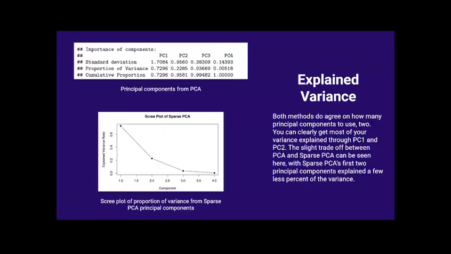Both methods do agree on how many principal components to use: 2. You can clearly get 96% of your variance explained through PC1 and PC2, and the elbow rule gives us 2 components from sparse PCA. The slight trade-off between PCA and sparse PCA can be seen here, as sparse PCA's first 2 principal components explain less of the variance.